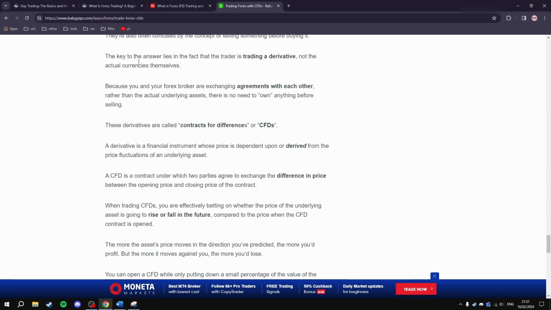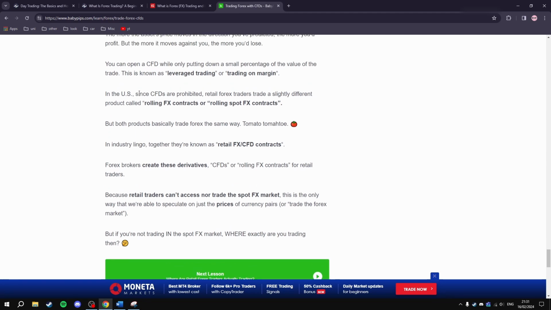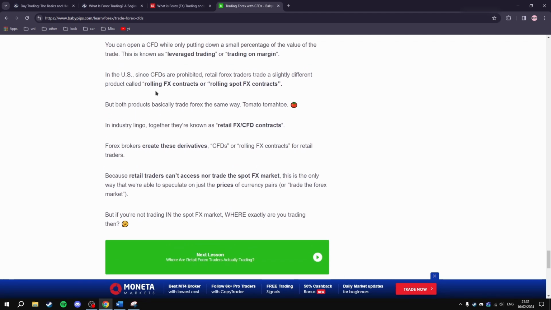The more the asset's price moves in the direction you predicted, the more you'd profit, but the more it moves against you, the more you'd lose. You can open a CFD whilst only putting down a small percentage of the value of the trade. This is known as leverage trading or trading on margin. In the US, since CFDs are prohibited, retail Forex traders trade a slightly different product called rolling FX contracts or rolling spot FX contracts. But both products basically trade Forex the same way.